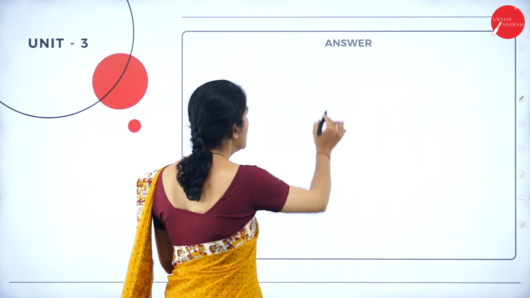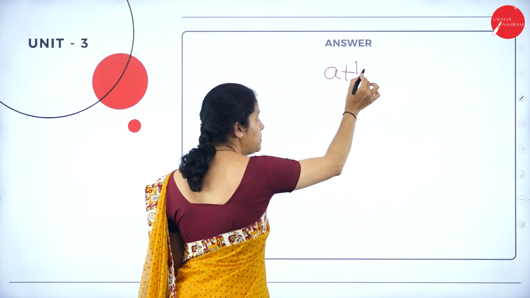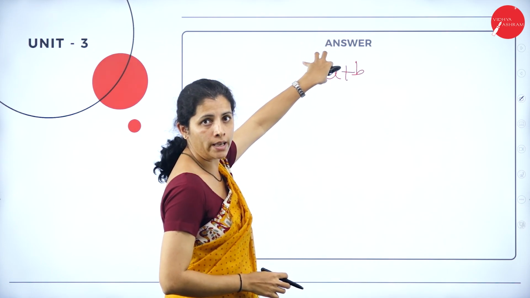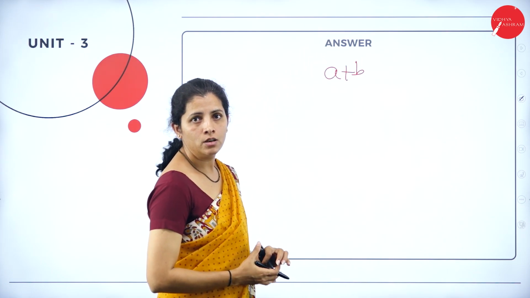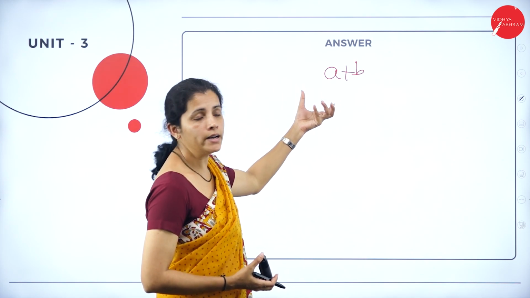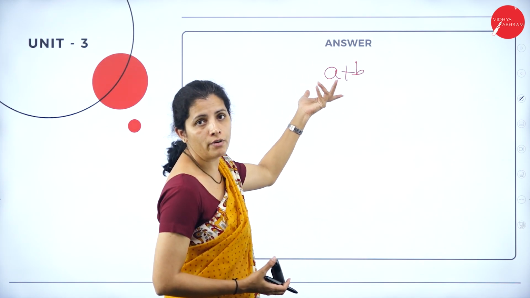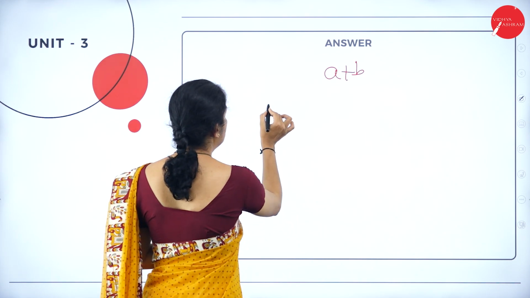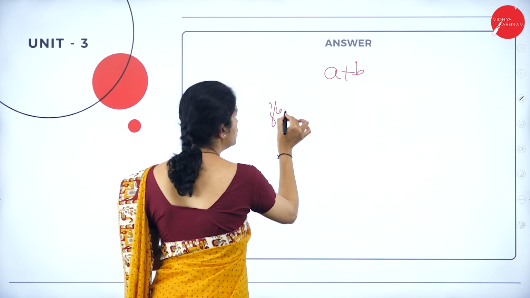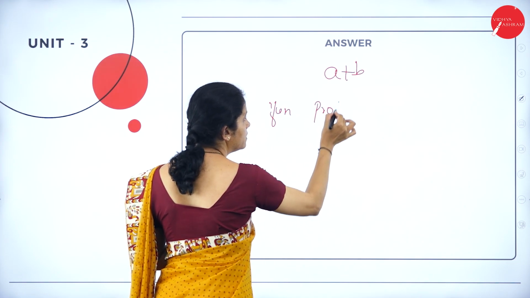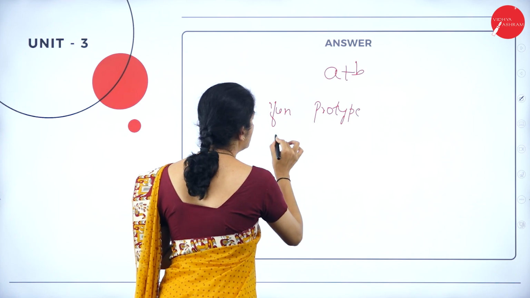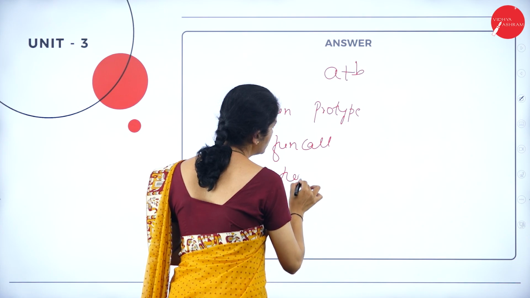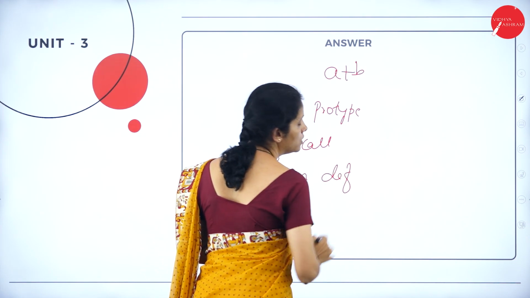For example, if I want to add two numbers and I write the code for that and give it a name, then it is called a function. And what are the components of a function? That is function prototype, function call, and function definition.